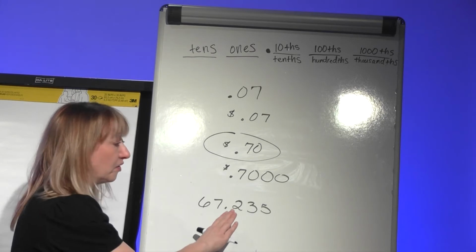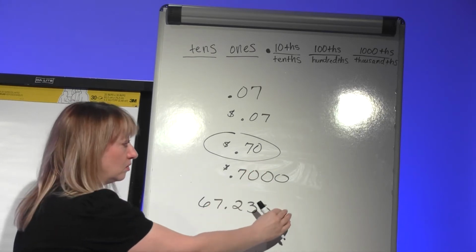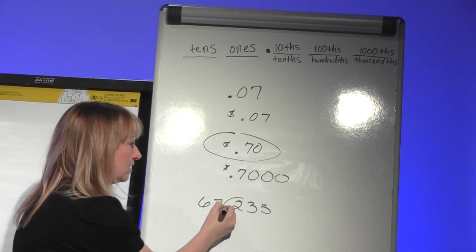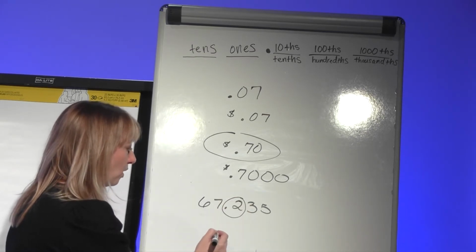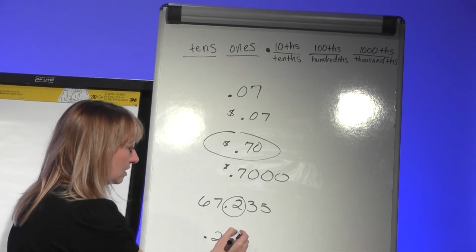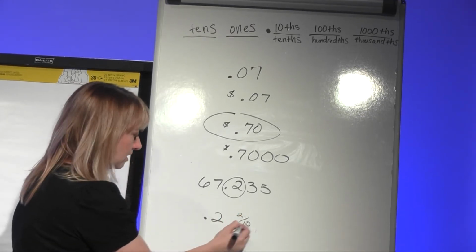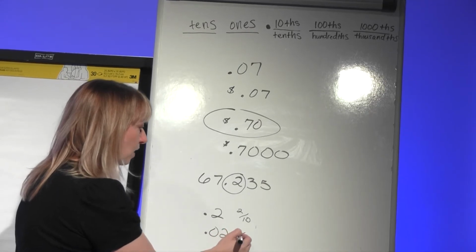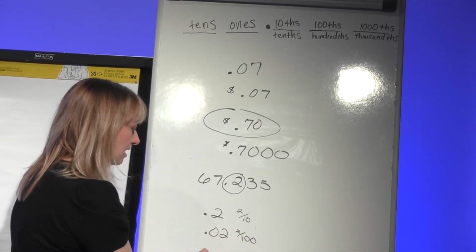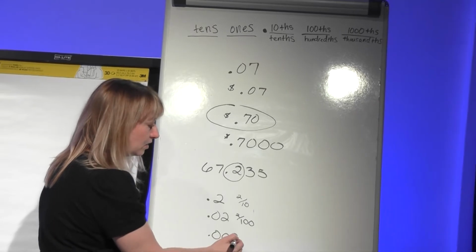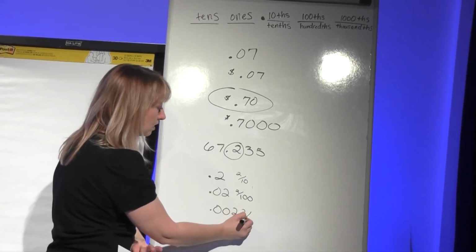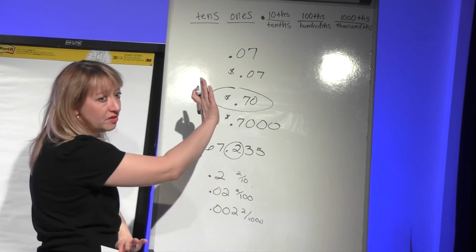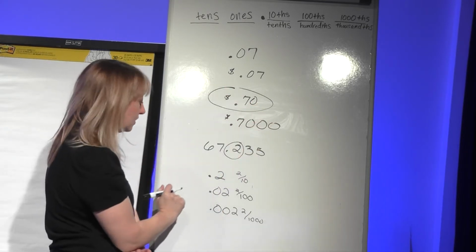Also remember, the further to the right you go with this place value, the smaller the value. If we're just looking at this, we have 0.2, which is 2 out of 10. If I have 0.02, that's 2 out of 100. If I have 0.002, now that's 2 out of 1,000. So this number gets smaller and smaller. The further to the right you go, the smaller the value.